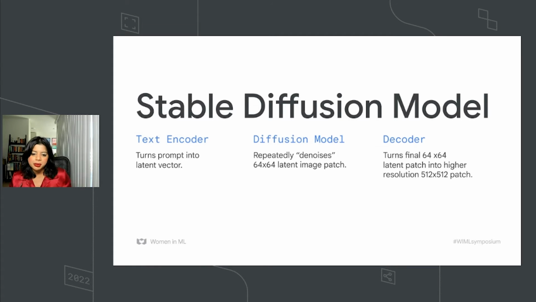And here, to put it all together, what is that Stable Diffusion model? It consists of 3 parts. The first part is a text encoder, which turns the text prompt into a latent vector. The next part is a diffusion model, which repeatedly denoises, in this case, the 64 by 64 latent image patch. And finally, the last part of the model is the decoder, which turns that latent patch into a higher resolution image, in this case a larger image, as it's 512 by 512.